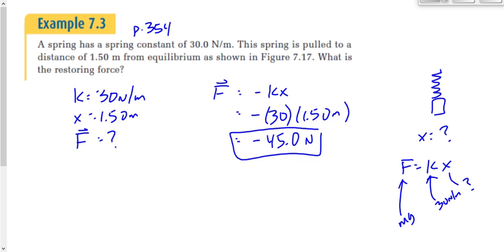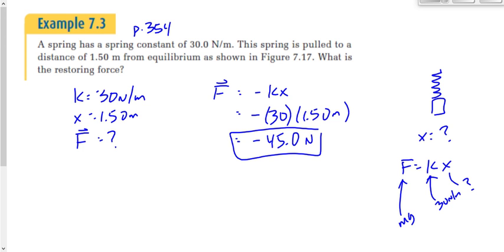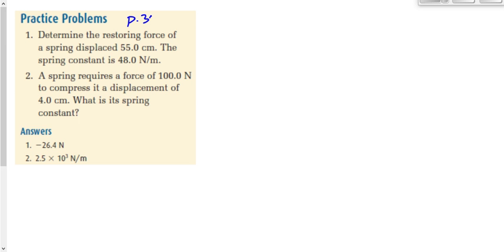All right, let's have a look at a couple questions at your desks for a few minutes here. On page 354, let's have a look at number 2. It says a spring requires a force of 100 newtons to compress at a displacement of 4 centimeters. What's its spring constant? First of all, I catch the fact that it's centimeters, not meters, and I want to convert that. Circle in red to remind ourselves of that. Want to find the value of K.